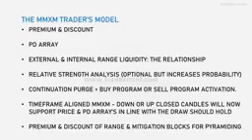The MMXM trader's model. So we're going to go over a few points on this. We've got those premium and discount levels, right? The PD arrays, external and internal range liquidity and the relationship between them. Then relative strength analysis. This is optional, but it will increase your probabilities. Then continuation purge, so a buy program or a sell program activation. Then time frame alignment with the market maker models, right? Down or up close candles will now support price, and PD arrays in line with the draw should hold. And then eventually premium and discount of the range and those mitigation blocks for pyramiding your trades.